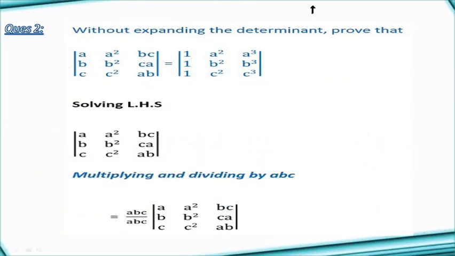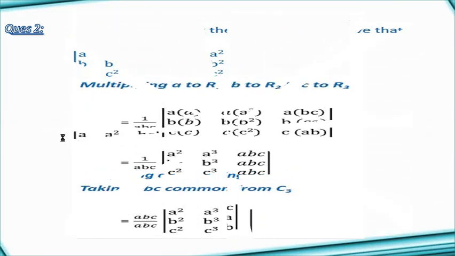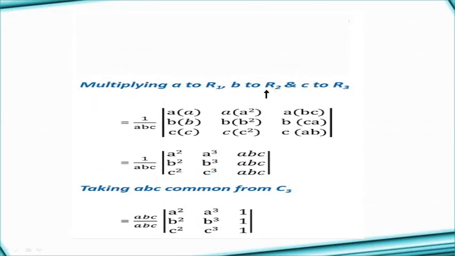Let's take question number 2. Without expanding the determinant, we have to prove these two determinants are equal. So let's take the left hand side and multiply and divide by ABC. That's what we every time have to decide, what should be done so that we proceed in the right direction. Then let's take this ABC inside. Let's multiply row 1 with A, row 2 with B and row 3 with C.